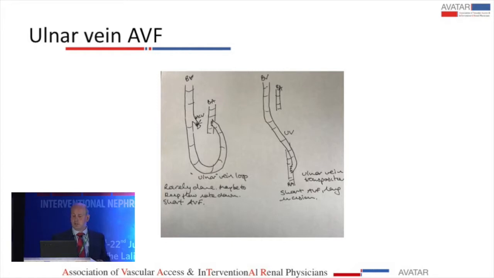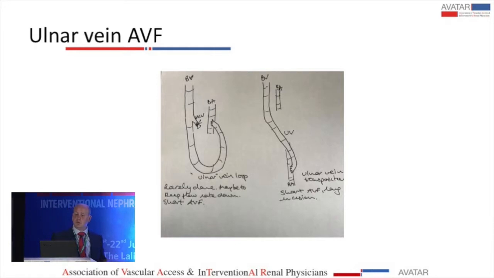You can consider ulnar or basilic vein loops or transpositions. I've only made a handful of those, actually, but they're more common in the US, and Tushar showed us some nice pictures of them, or an AV graft. And really, at this point, personally, I'd be going for an AV graft. So there's an ulnar vein, and in fact, you showed some nice photographs of it, so there's no need to labor this.